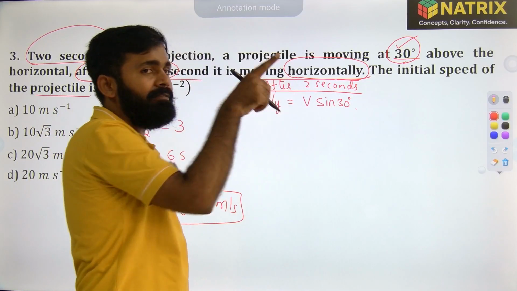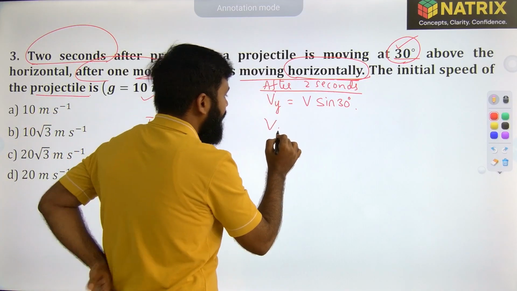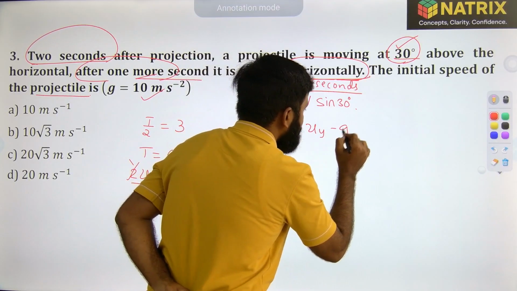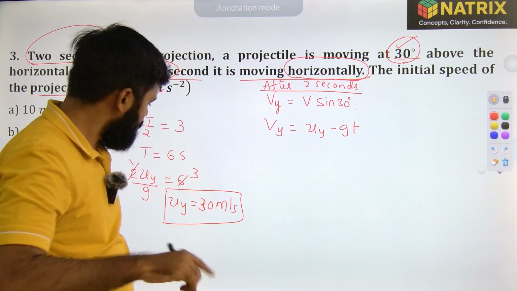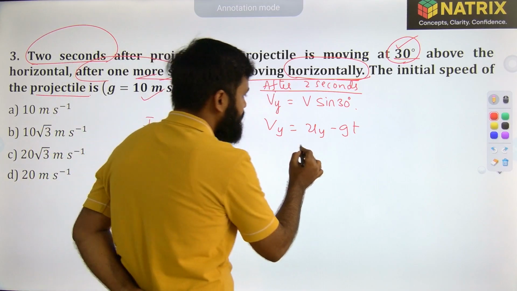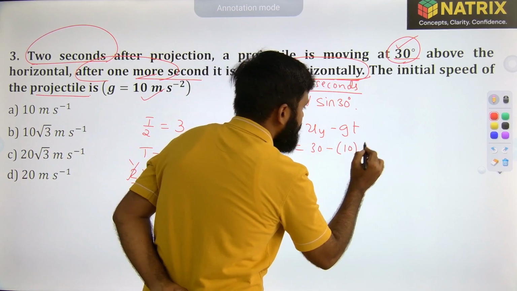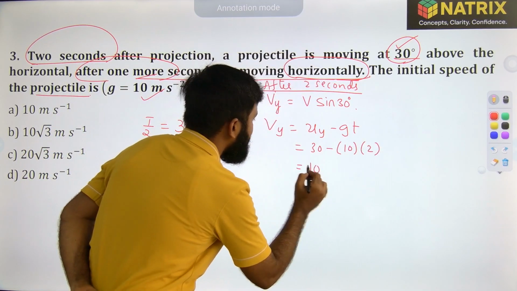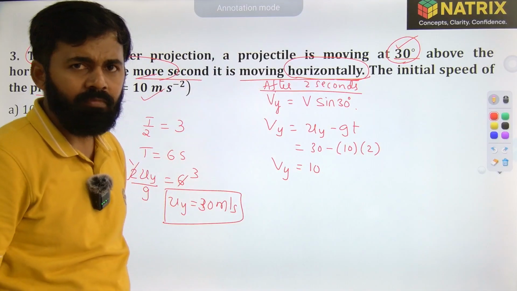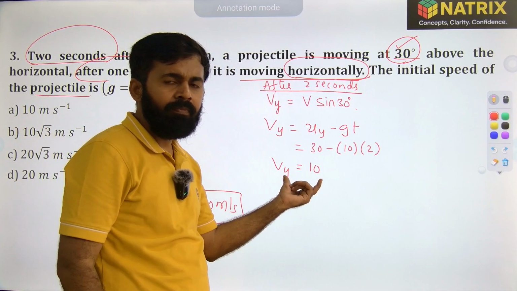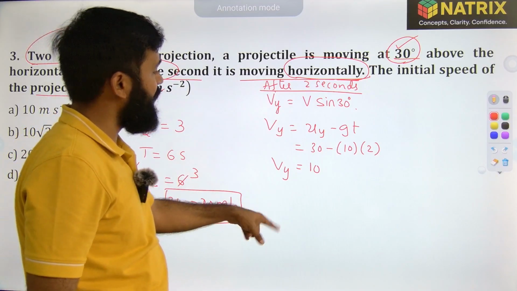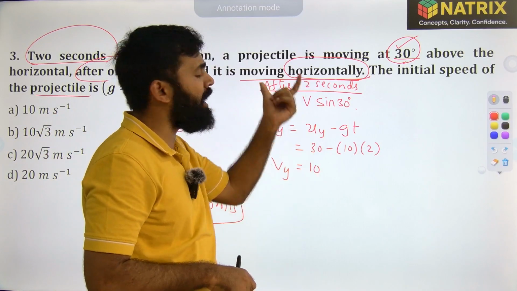How can I find Vy? Vy is equal to Uy minus gt. We know Uy, right? Substitute 30 minus 10 times 2, which is 20. It will be 10. So we got Vy as 10.